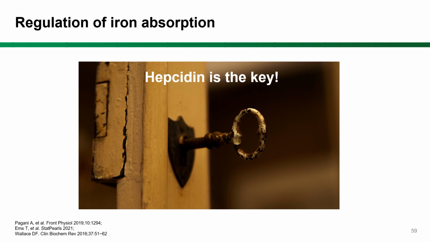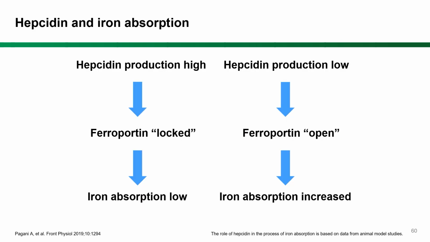The key is hepcidin. And when hepcidin is present, when its production is high, it will lock all the ferroportin doors. And if the ferroportin is locked, iron absorption will be decreased. If hepcidin production is low, ferroportin will be open and iron absorption will be increased.